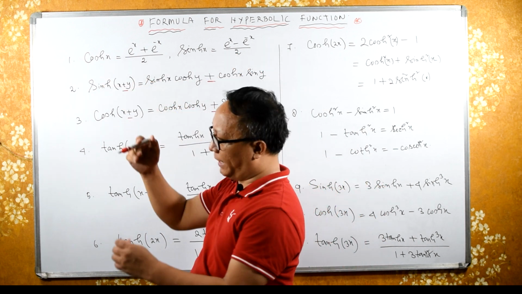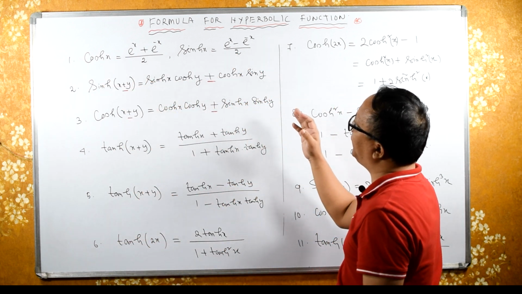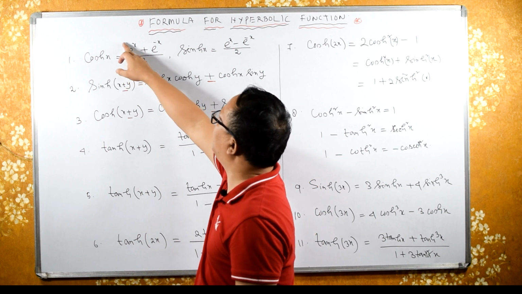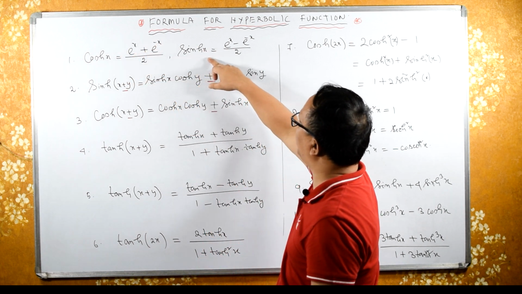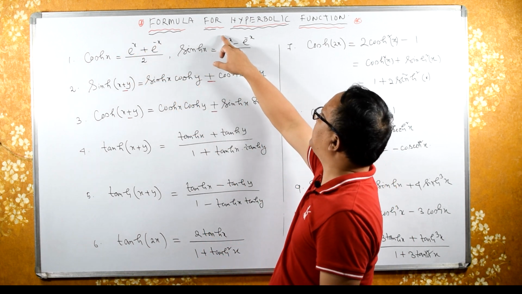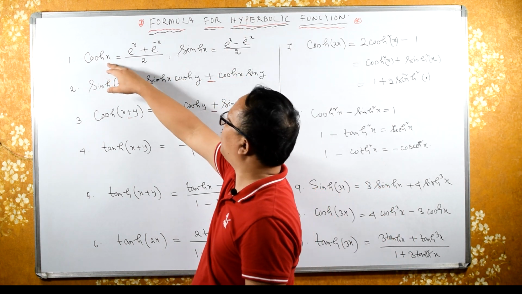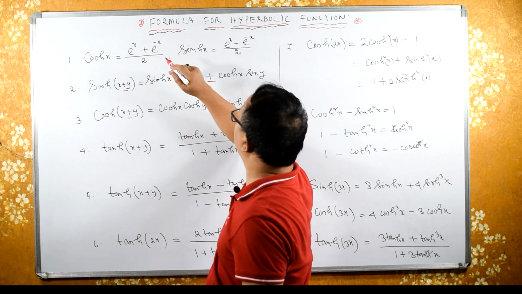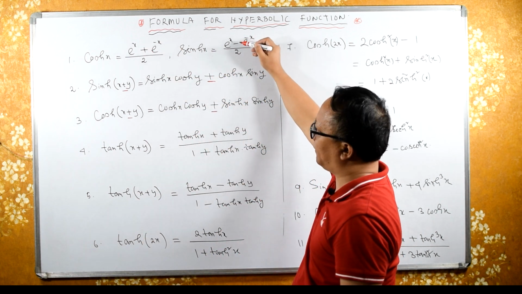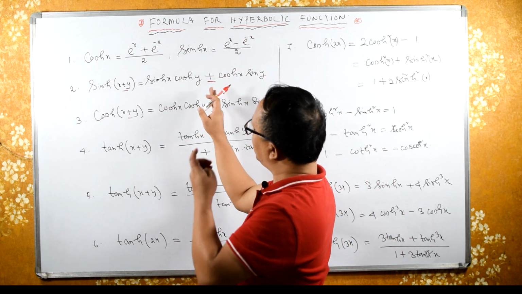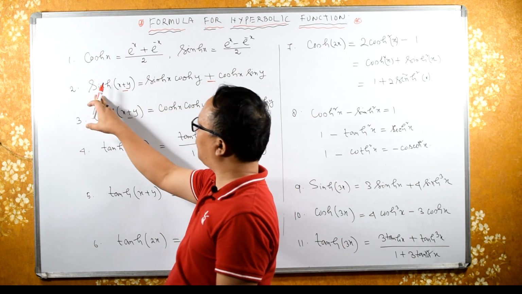But in cos hyperbolic x, hyperbolic means what? It's hyperbolic, in hyperbola, so we remove all the i's over here. In sin hyperbolic x also, all the i's I removed. So cos hyperbolic has a plus, and sin hyperbolic has a minus over here. But the rest of the formulas are all the same as before hyperbola.